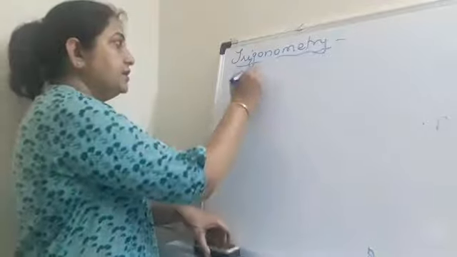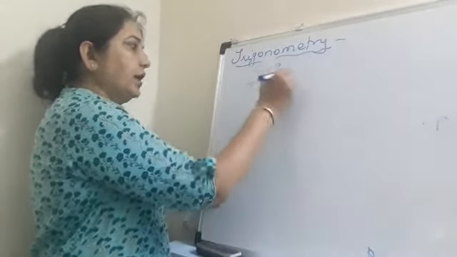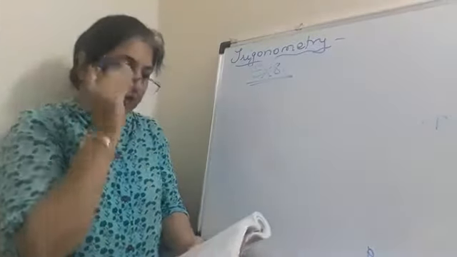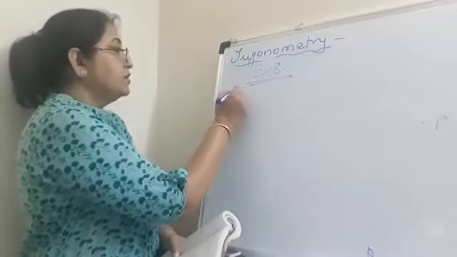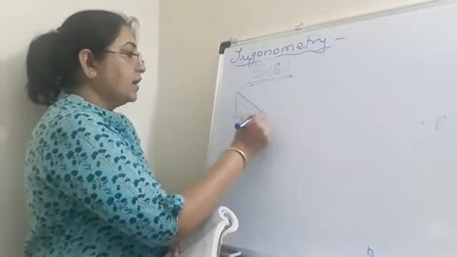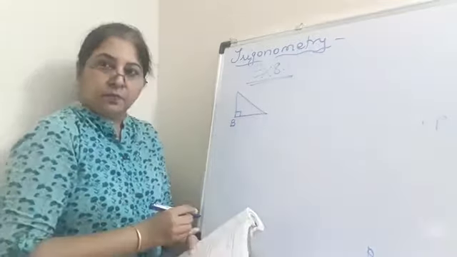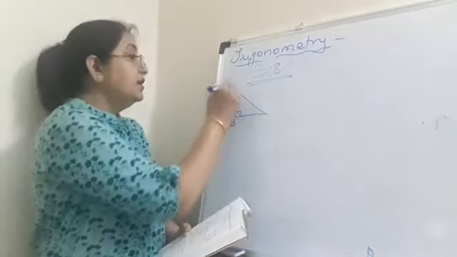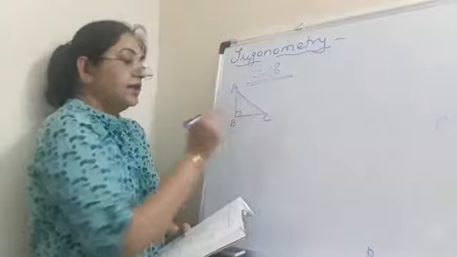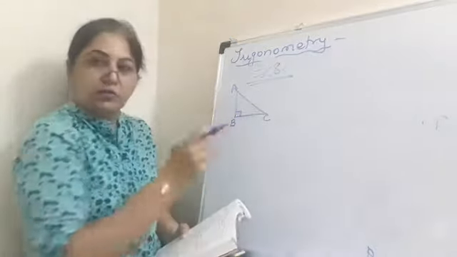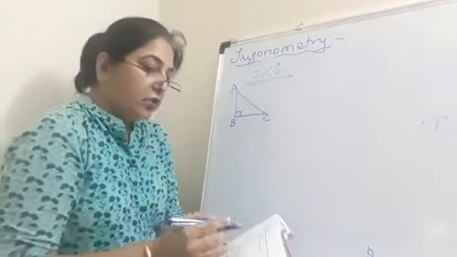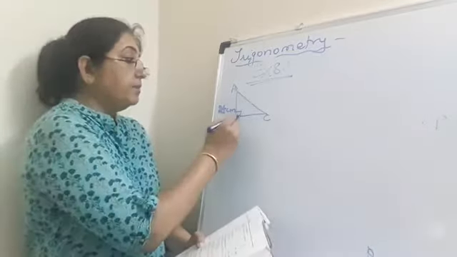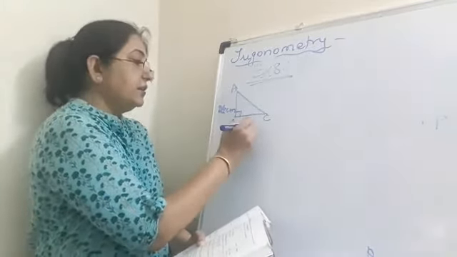First question, exercise 8.1. In the first question, there is a right angle triangle, right angled at B. So this is a right angle triangle and the right angle is at B. Here I can take A, here I can take C. Or if I take A here or C here, then also the answer won't be affected. So AB is equal to 24 centimeter, right? And BC, the bottom side, is 7 centimeter.